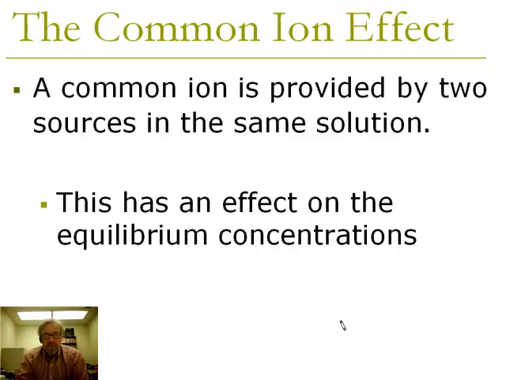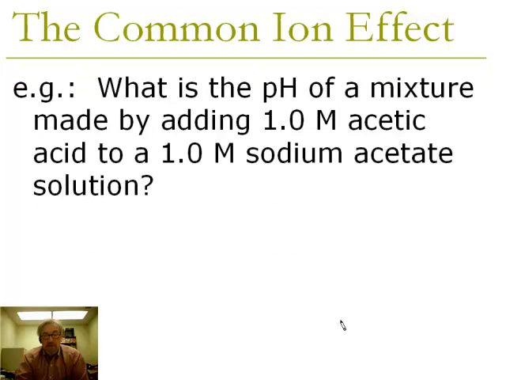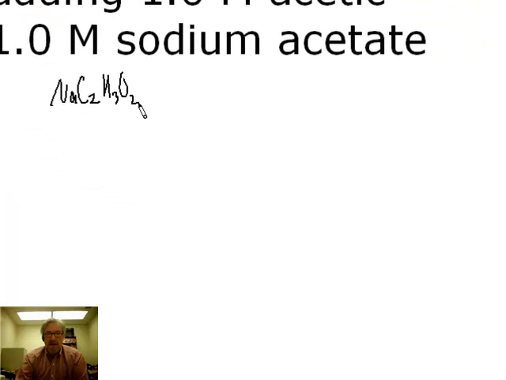Probably best to understand this by example. So let's take a look at this example. What is the pH of a mixture made by adding 1 molar acetic acid to a 1 molar sodium acetate solution? So acetic acid provides H pluses, but sodium acetate, if you think about this, it's NaC2H3O2. That's going to be an aqueous, completely soluble salt because it's a group 1, so it's going to give you Na pluses and acetate ions.